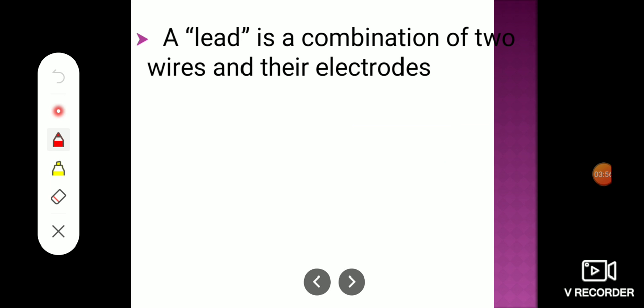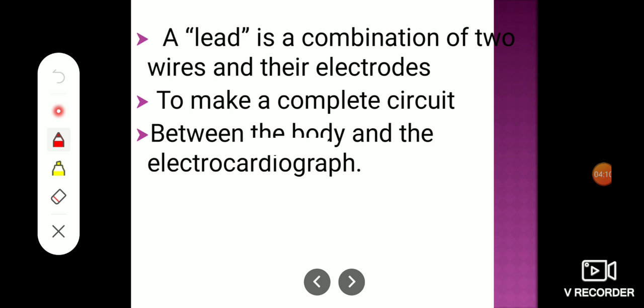So now we'll move to the next important topic, that is how to record an ECG. We use different leads. Now what is a lead? A lead is a combination of two wires and their electrodes to make a complete circuit between the body and the electrocardiograph, so that current flowing in the body will flow through the machine and it will pick up the different potentials coming from the heart.